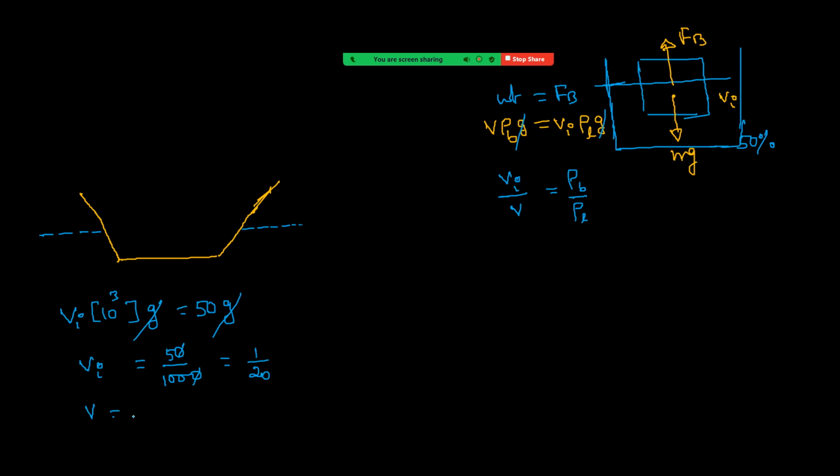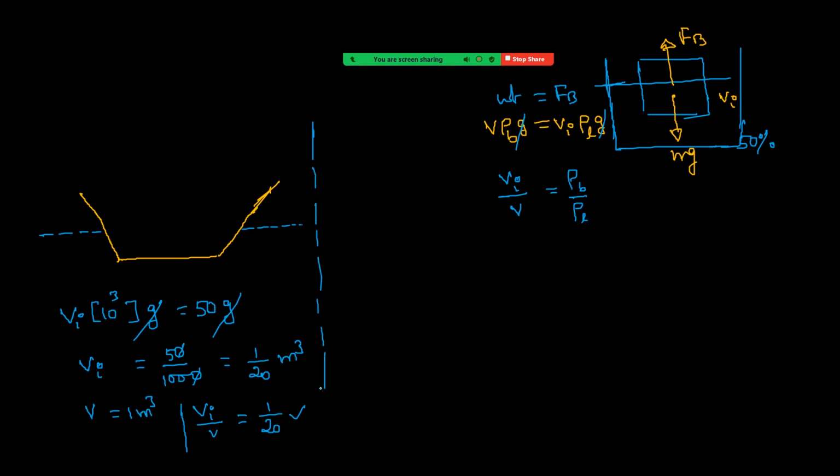Okay, and you can see total volume is given as 1 meter cube. This is now 1/20 meter cube. So what is now the fraction? Fraction means volume inside by total volume, that is again equal to 1/20. Okay, and this has no units. Right, let us see the next one.